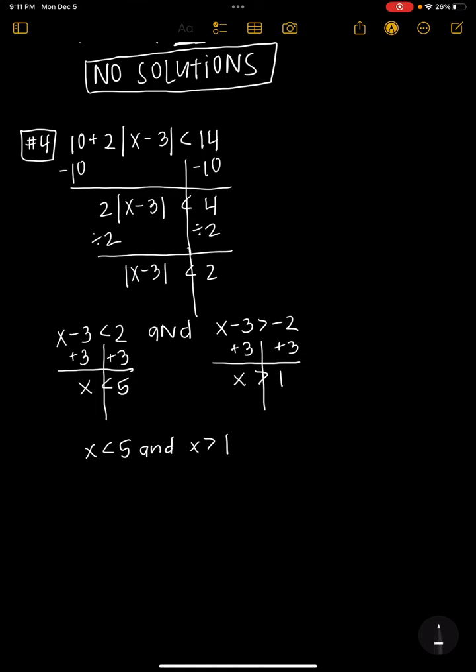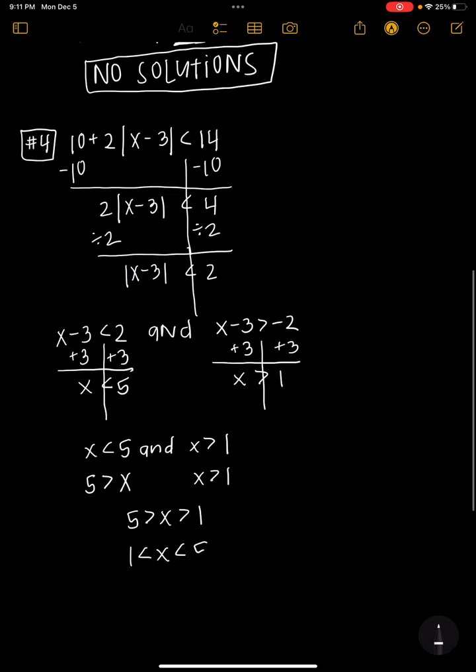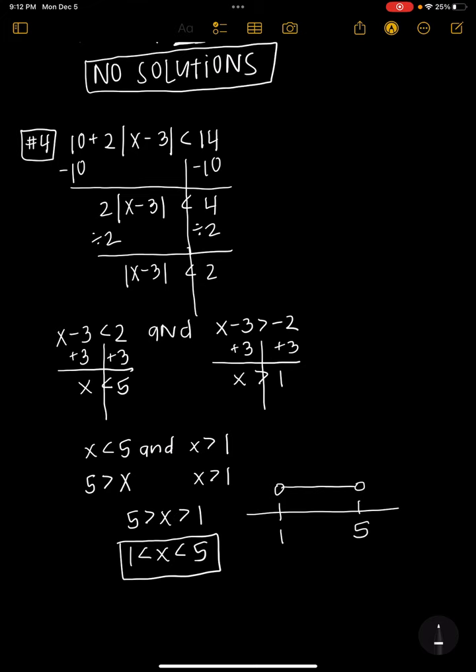If I want to smash them together, I would flip-flop the first one so it says 5 is greater than x, and then x is greater than 1. I can smash those two x's together so it says 5 is greater than x, which is greater than 1. But because we want to read it with less than signs, we would just say 1 is less than x is less than 5. So this is my official answer, while all of those other options are totally cool too. And when we graph them, we have 1, we have 5. Because they're just less thans, they're open dots, and then we connect the two dots. And there we have it, how to graph absolute value compound inequalities.